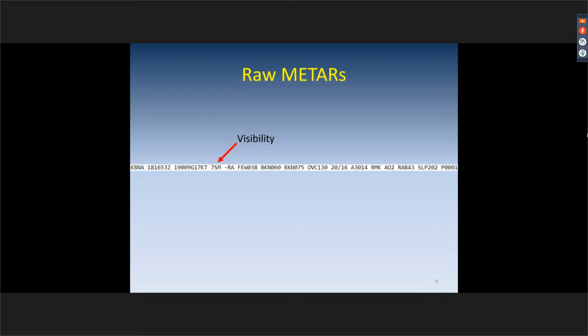Next part is visibility. And what you see here is 7 statute miles. If it's perfect visibility, you're going to see P6SM. You could see 10 SM as well. Those are two equal values. But this is where it's telling you about fog. Visibility is talking about some impairment for your ability to be able to see far off in the distance.